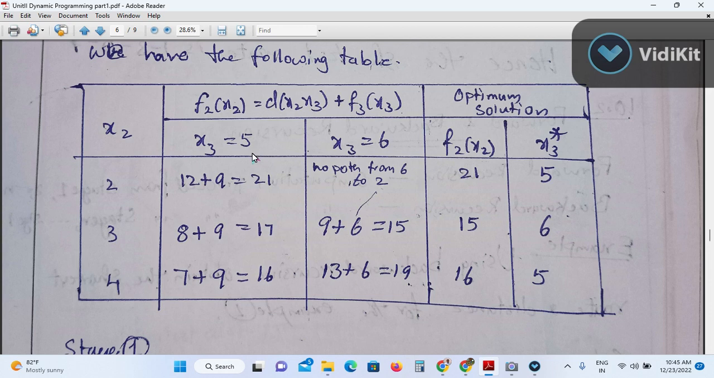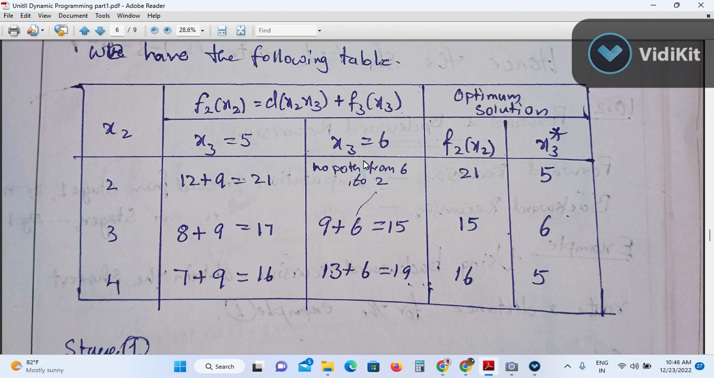If I take the present node x3 as 5, then what are the values? Here I have to put x3 equal to 5, and x2 as 2 if you consider this case. Then from 2 to 5, the distance we observed in the previous stage is 12. And f3 of x3, from the previous table, we observed is 9. So we'll simply put these as 9s. Similarly, if I consider x2 as 3 and x3 as 5, then from 3 to 5 it is 8, plus f3 of x3 which is 9. So like that you can put all those values.